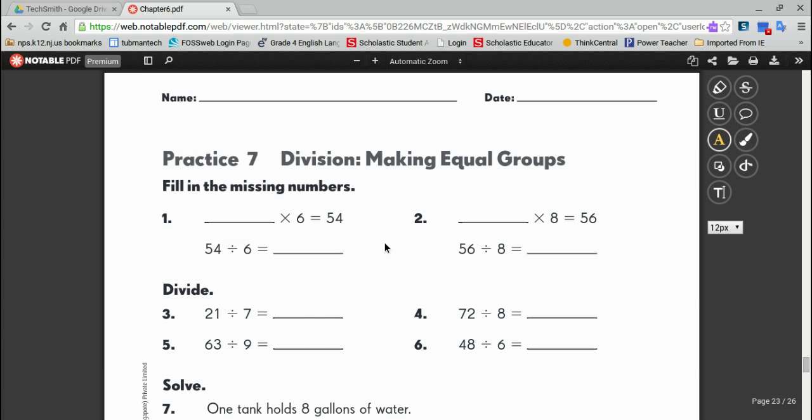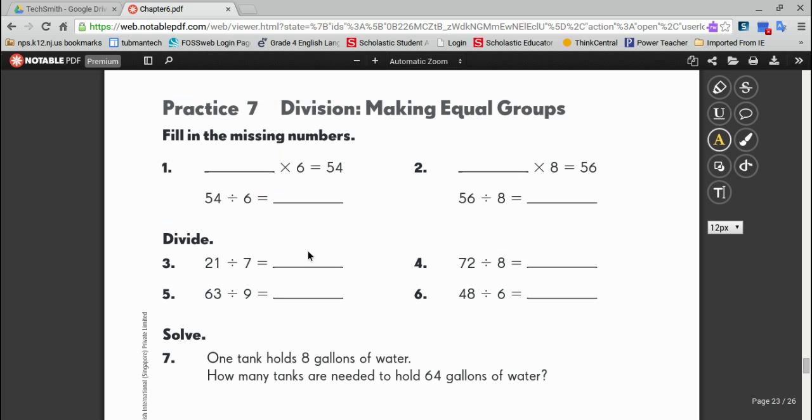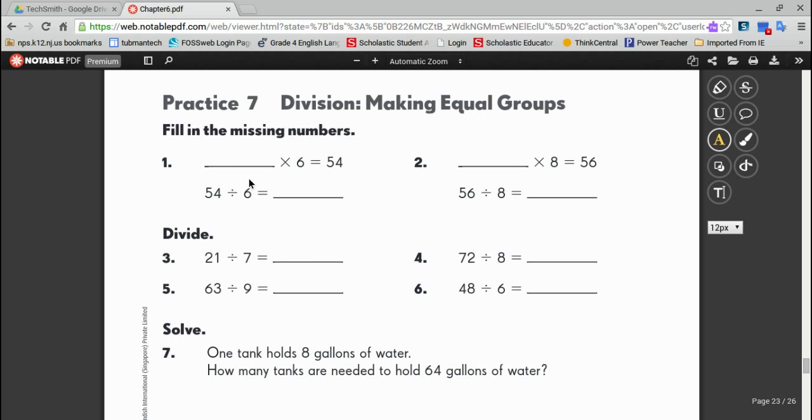This is page 115, practice 7, division, making equal groups. Alright, so this is the same thing we did before. Something times 6 equals 54. So again, we need our 6 multiples over here, and I'm going to quickly just write my 6 multiples right over here.